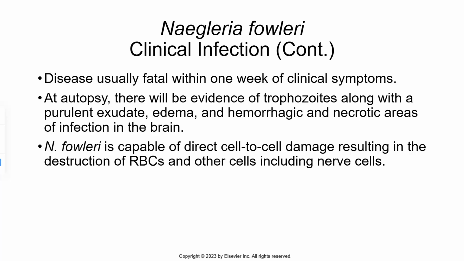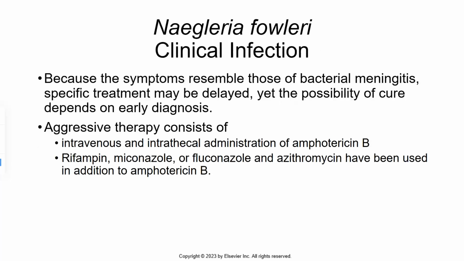At autopsy, there will be evidence of trophozoites along with purulent exudate, edema, and hemorrhagic and necrotic areas of infection in the brain. N. fowleri is capable of direct cell-to-cell damage, resulting in destruction of red blood cells and other cells, including nerve cells. Because the symptoms resemble those of bacterial meningitis, specific treatment may be delayed, yet the possibility of cure depends on early diagnosis.